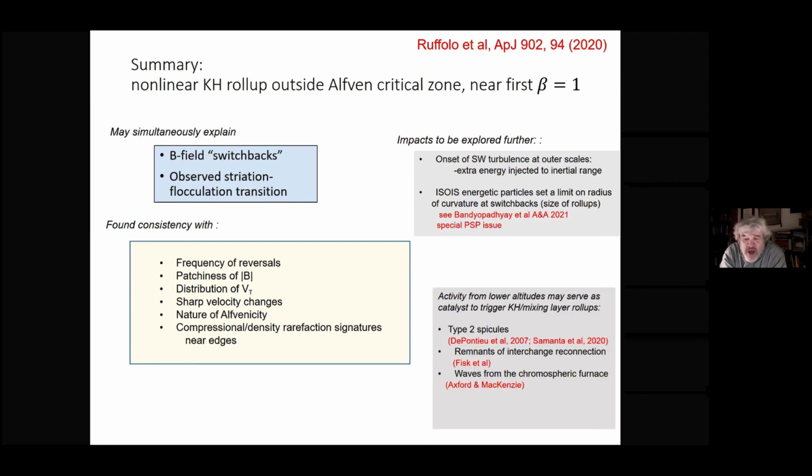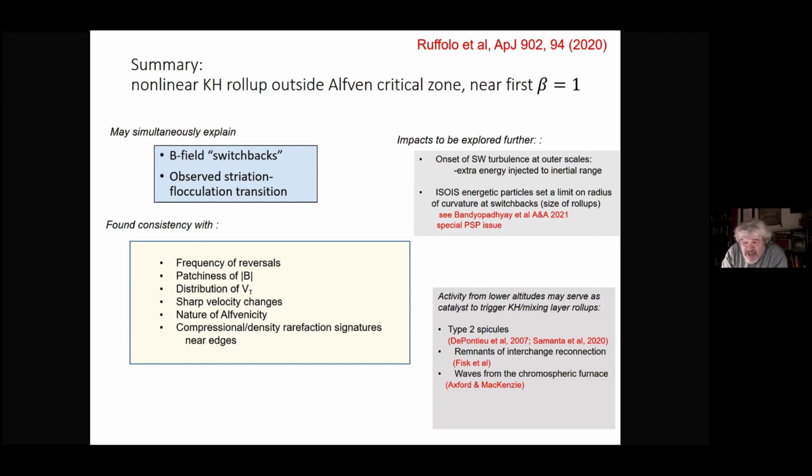And finally, just to give a nod to the other explanations for switchbacks, our picture does not preclude having other perturbations that arrive in this region from lower altitudes. There's evidence for other types of perturbations. For example, type 2 spicules observed by De Pontieu and Samanta et al. may actually be the origin of these differential flows. But in any case, those are perturbations that are going to participate in this turbulence that we envision. There also can be remnants of interchange reconnection, which is probably the prevailing view as to what the switchbacks are.